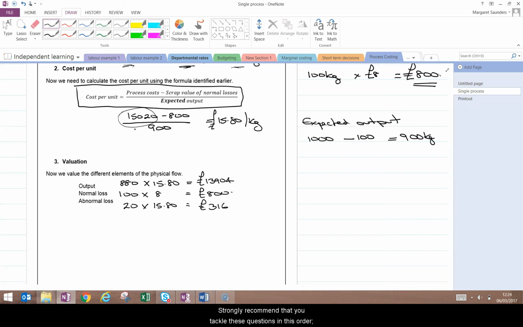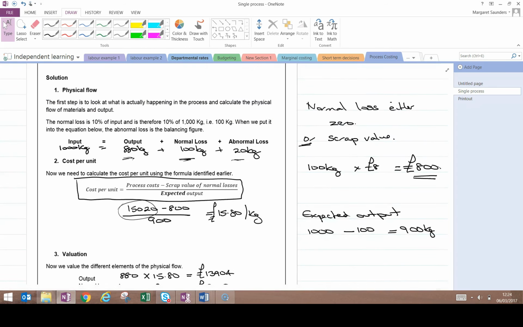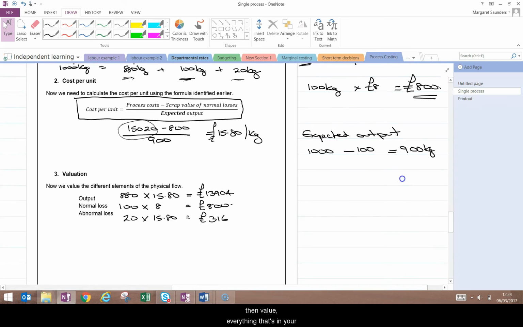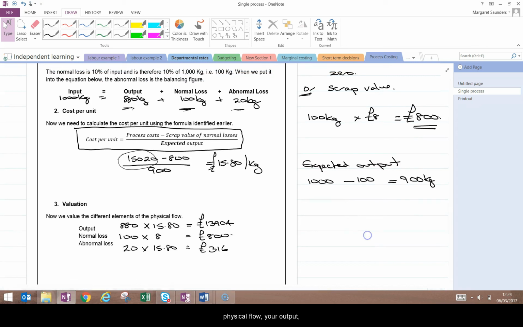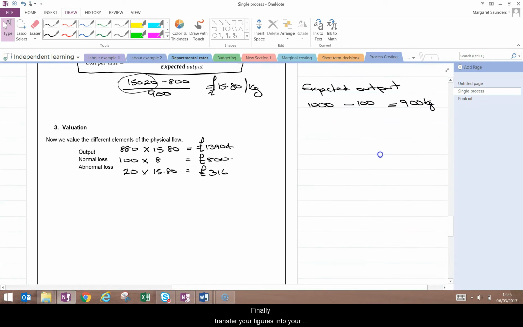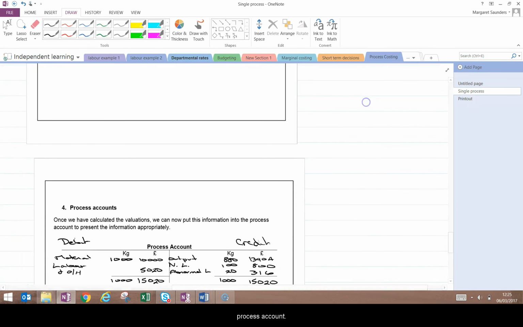So strongly recommend that you tackle these questions in this order. Your physical flow, then your cost per unit, then value everything that's in your physical flow, your output, your normal loss, your abnormal loss, or abnormal gain if there was one. So everything that's on the right hand side of that equal sign, value them, and finally transfer your figures into your process account.